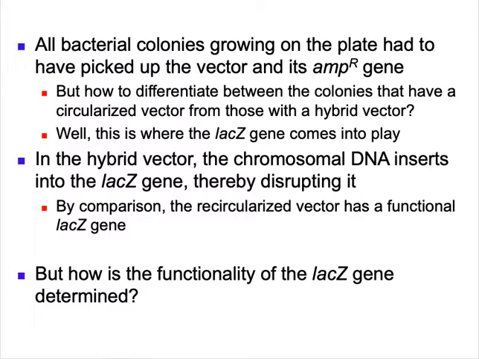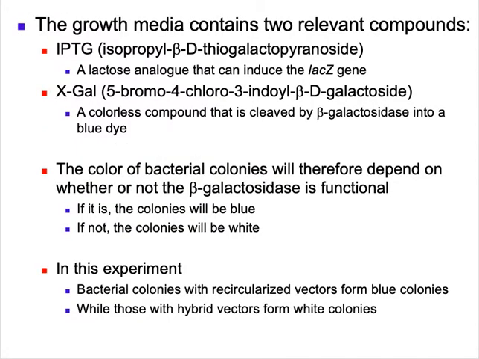So this particular slide, the next two actually repeat what we've just been talking about here. So let me skip ahead. You can read this. The bacterial colonies have to have the vector and the ampicillin resistance gene, otherwise they wouldn't grow. However, you can get the plasmid with no insert, which is not what we want, or you can get the plasmid with the insert, which is what we were trying to make. So to be able to tell between those two, that's why we have the beta-galactosidase gene.